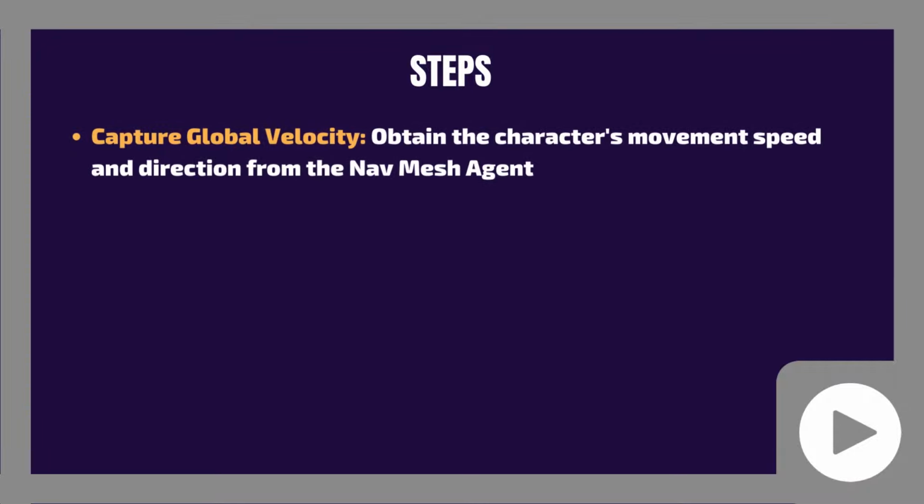In order to perfectly synchronize our character's movement with their animations, there are 3 crucial steps we need to implement in our script. Let's break these down on our slide here. First up, we need to capture the global velocity from the nav mesh agent. The nav mesh agent controls how our character navigates the game world, so its velocity tells us how fast and in what direction our character is moving.